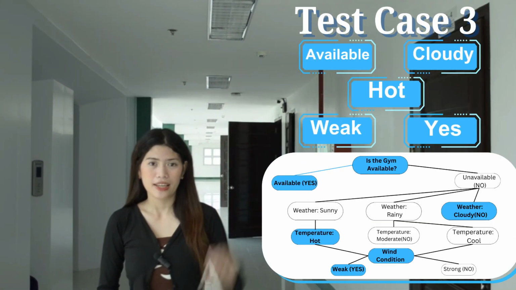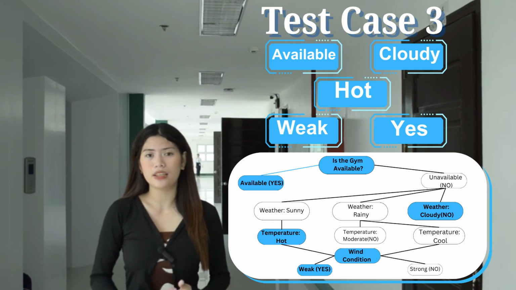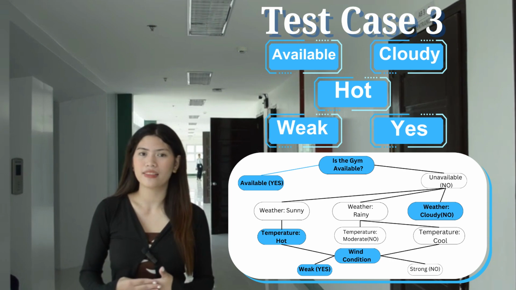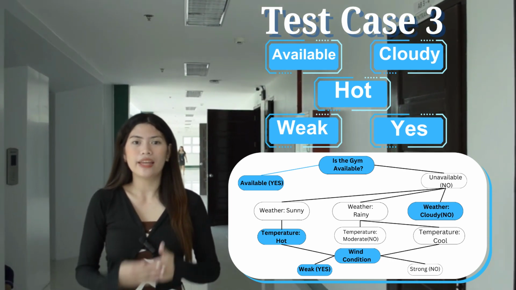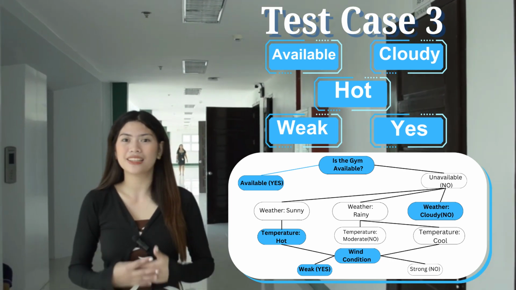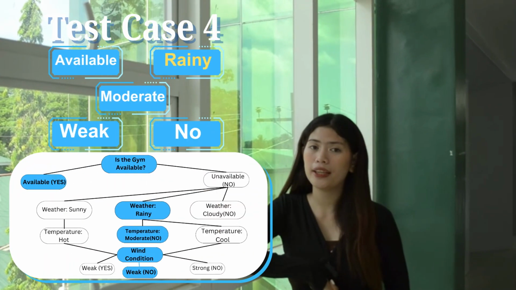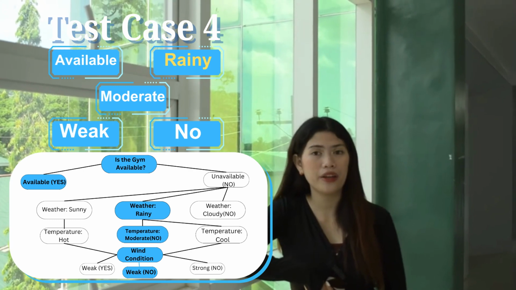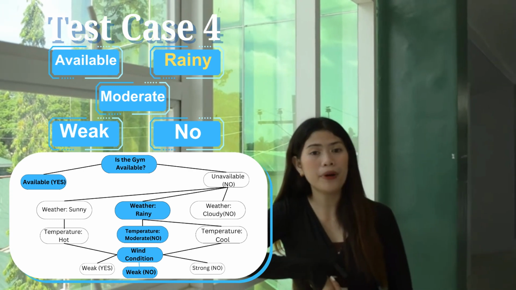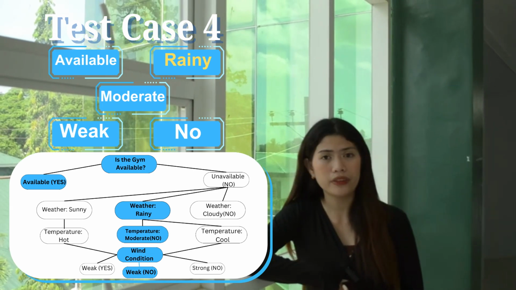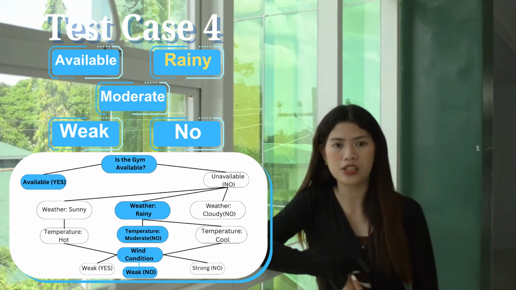Test case 3. Since the gym availability is available and the weather is cloudy, the temperature is hot, and the wind is weak, the decision tree predicted that the decision is yes. Test case 4. The gym availability is available and the weather is rainy. The temperature is moderate and the wind is weak. The decision tree predicted that the decision is no.